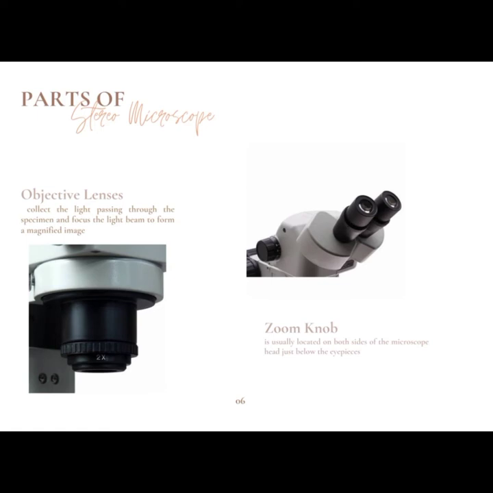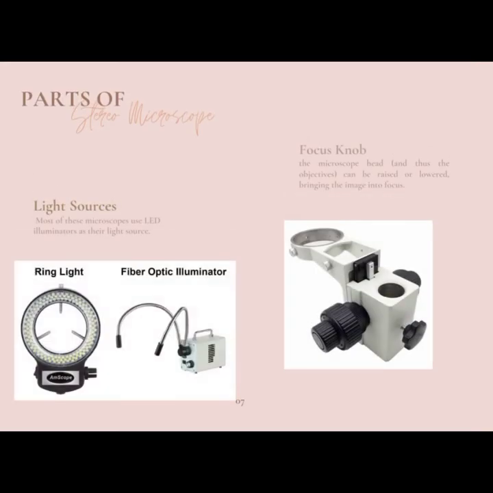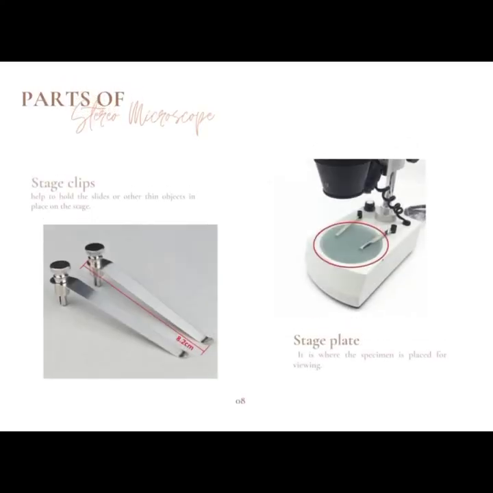Zoom knob is usually located on both sides of the microscope head just below the eyepieces. Focus knob. The microscope head can be raised or lowered, bringing the image into focus. Light sources. Most of these microscopes use LED illuminators as their light source. Stage plate. Located under the objective lens, it is where the specimen is placed for viewing. Stage clips help to hold the slides or other thin objects in place on the stage.